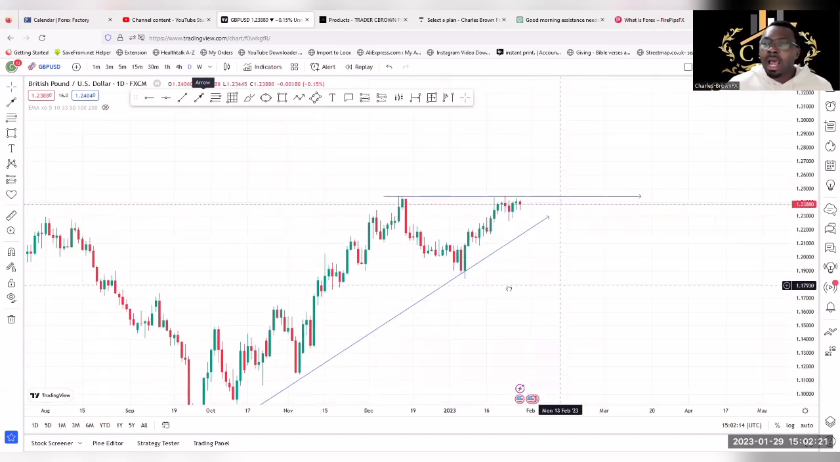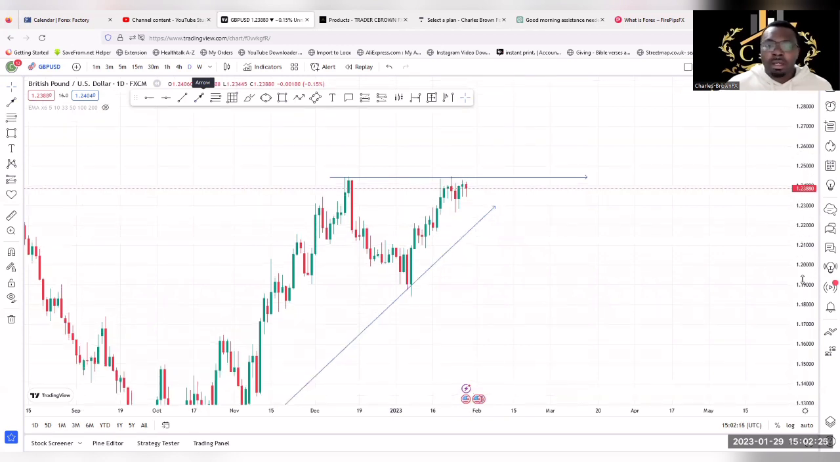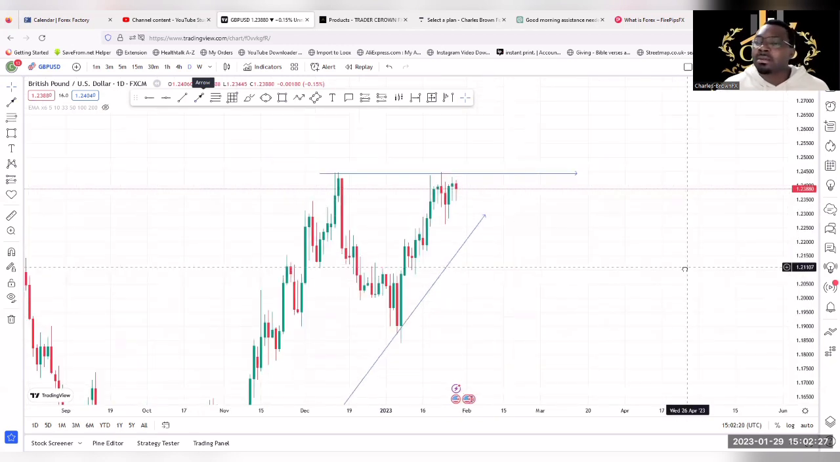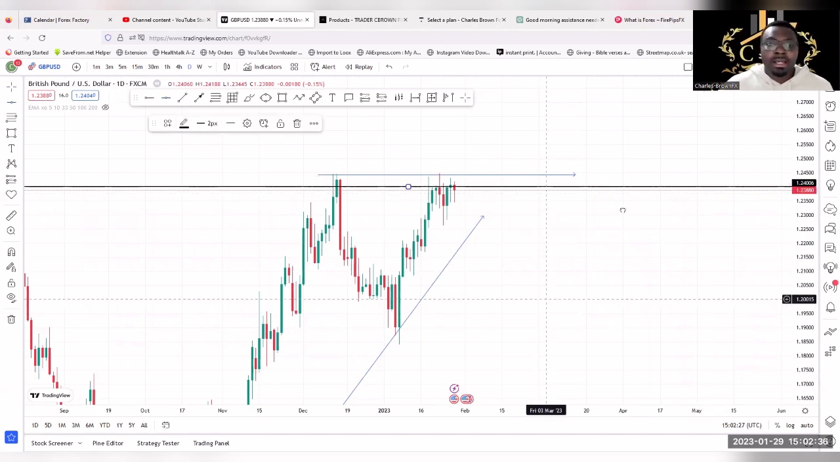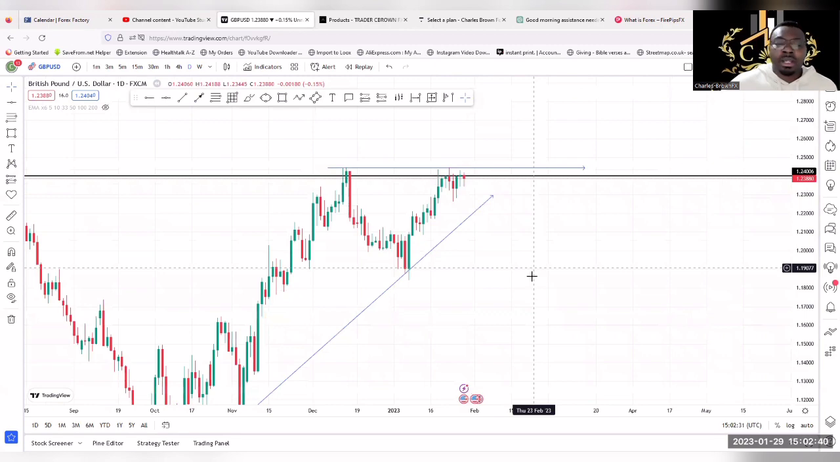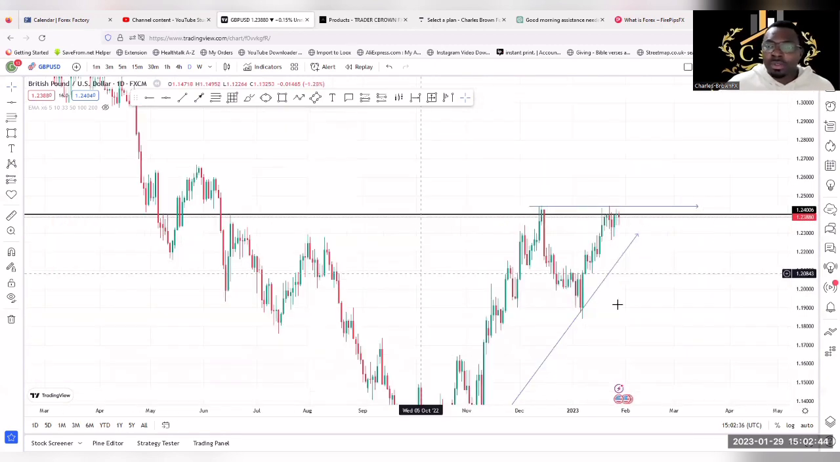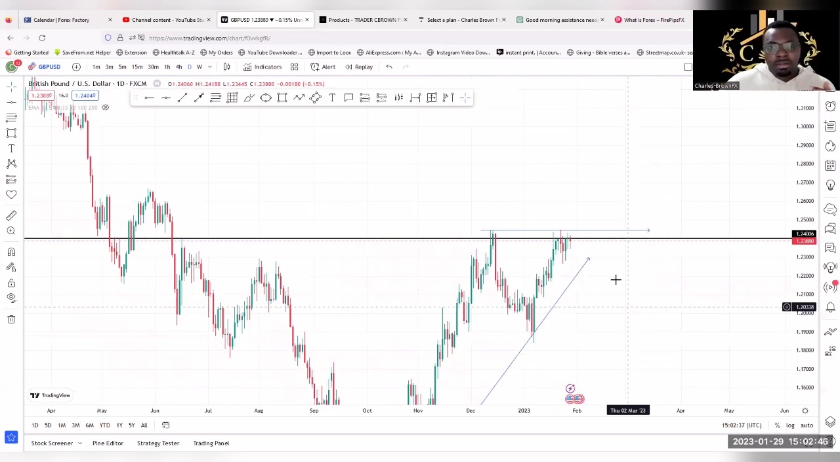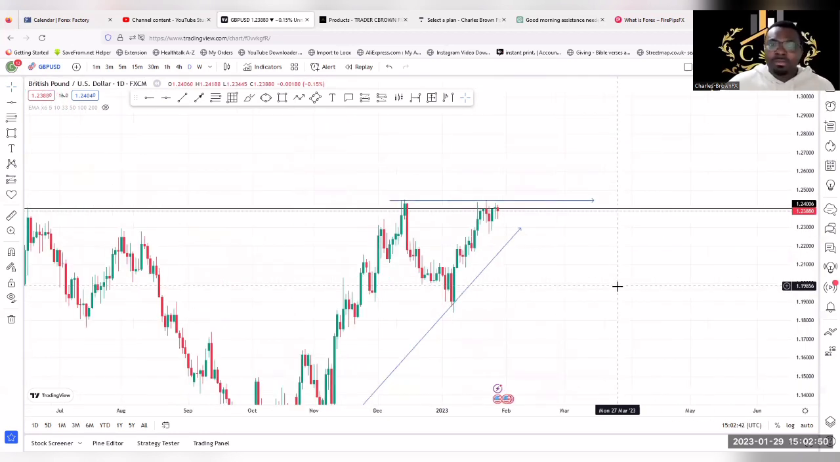So where are we on the market right now? The first thing you want to understand is that the market is at the psychological level of 1.2400. That's where the market is hanging right now. So the question is, will it break that psychological level? This is where we're supposed to be looking at the direction of this market this coming week.